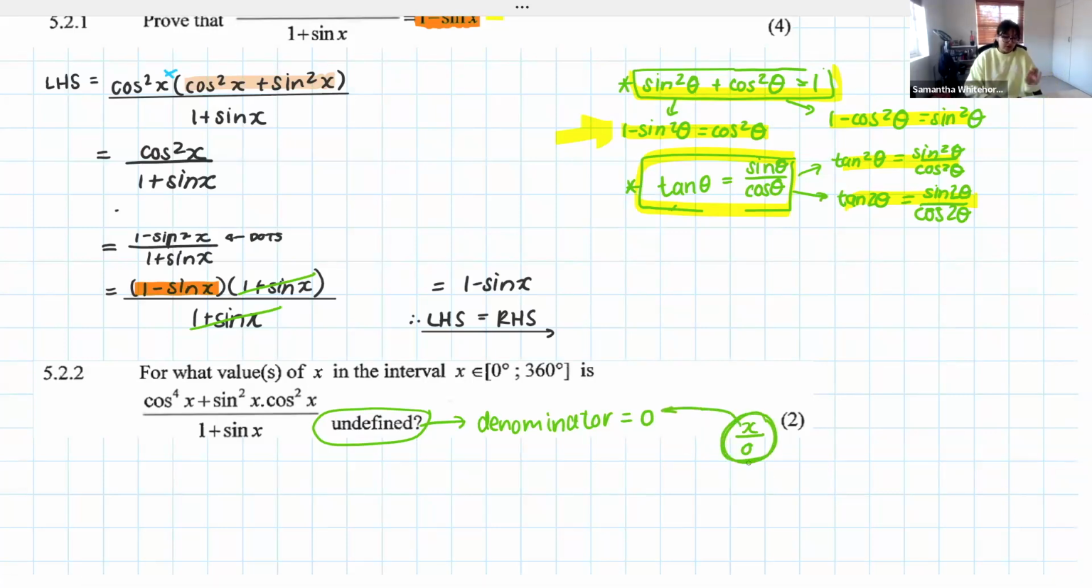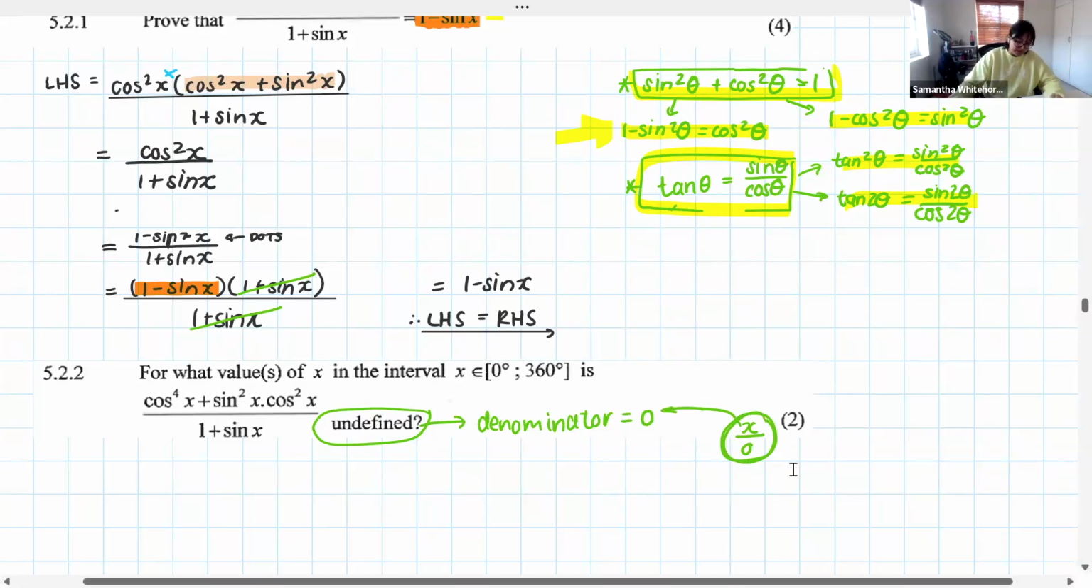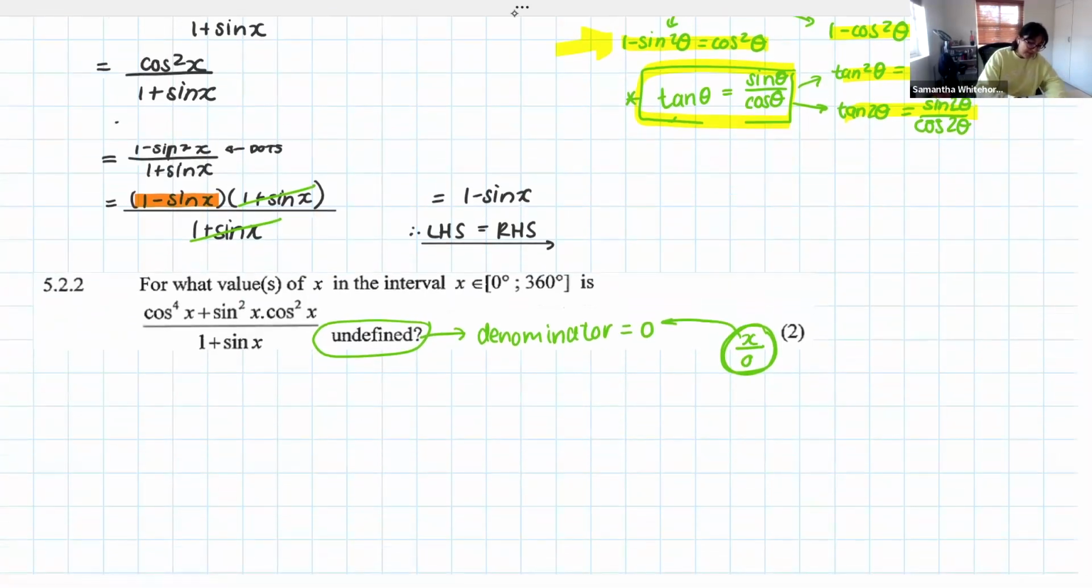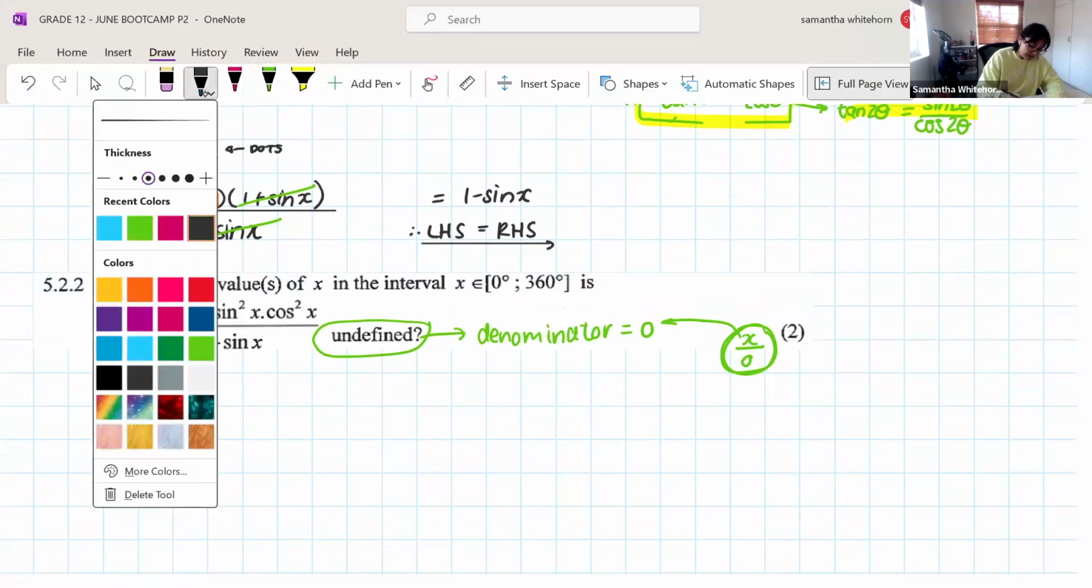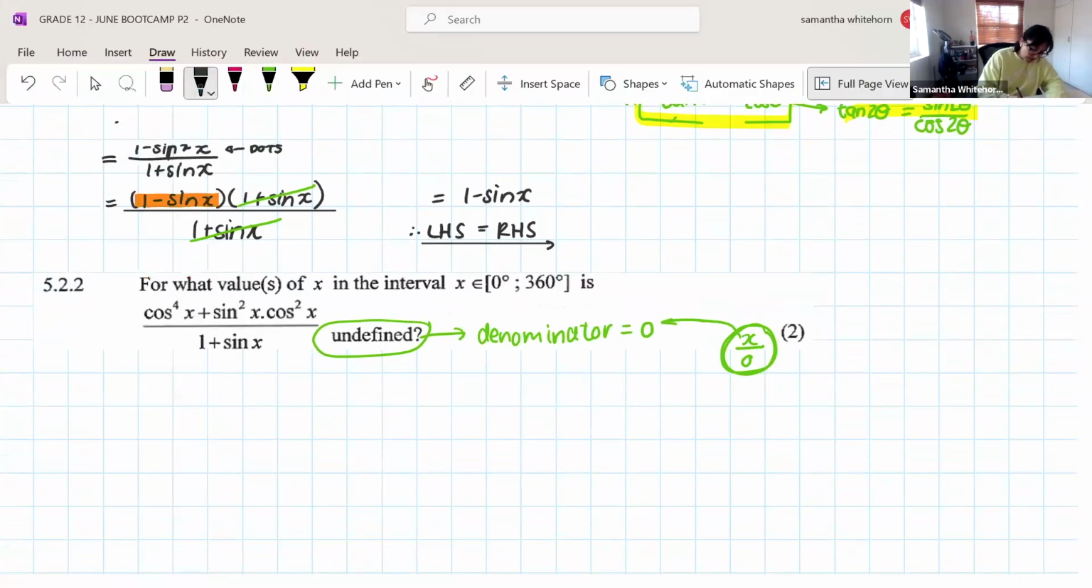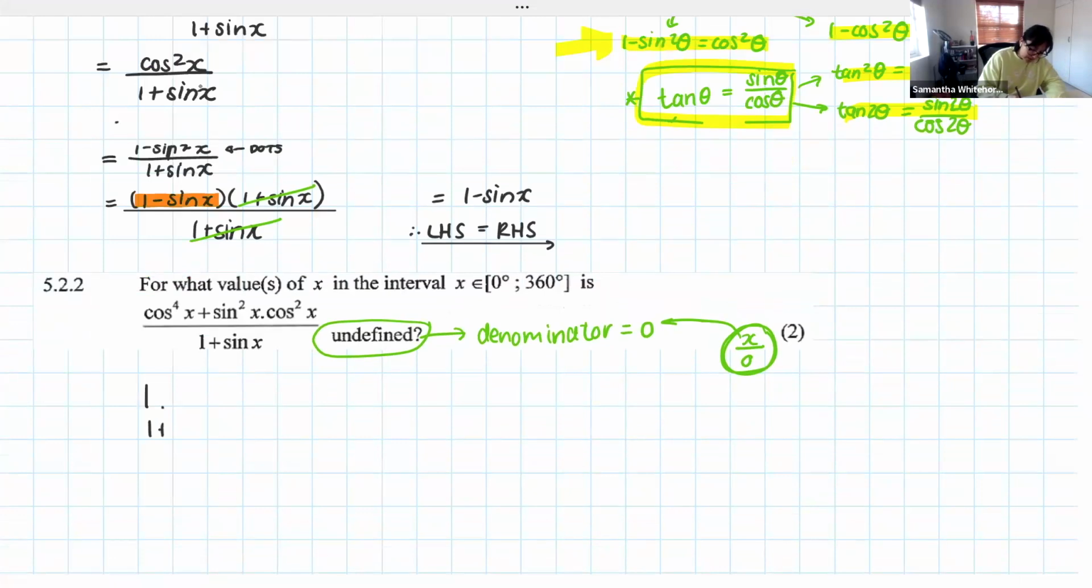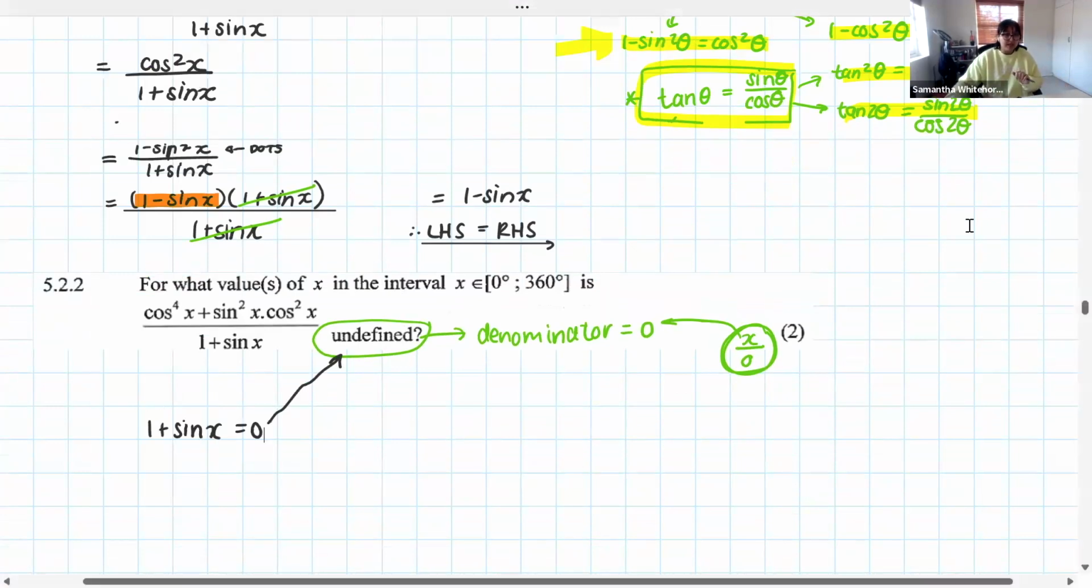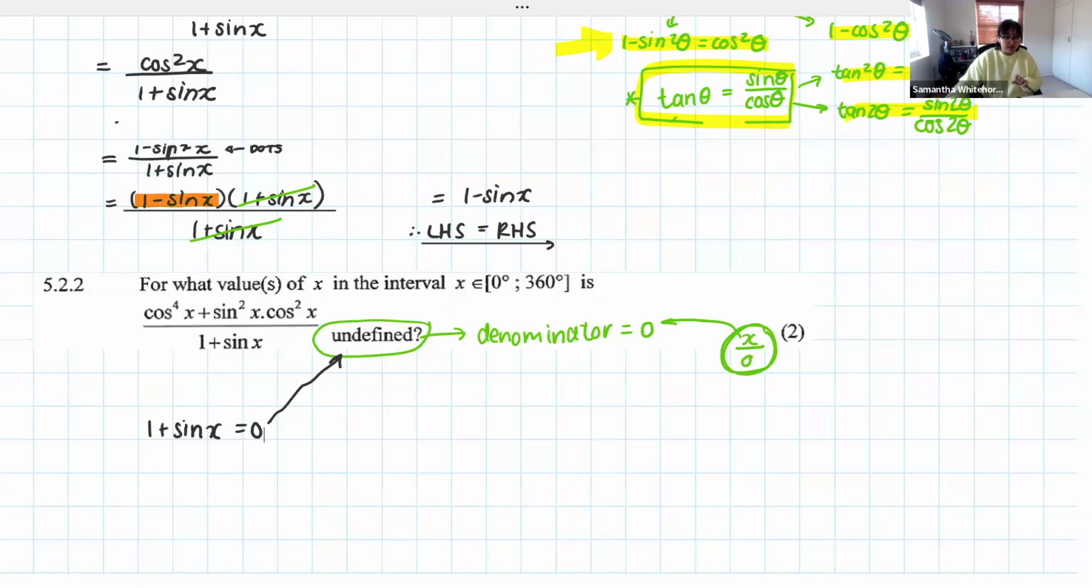So because the question is asking us where is it undefined, all we want to do here is basically set up an equation where my denominator is equal to 0. So all I want to do here is say 1 plus sine x is equal to 0. Because if that denominator is equal to 0, my identity is undefined. Nice, guys. I see that in the chat as well, that you guys are saying denominator equals 0. That's perfect.